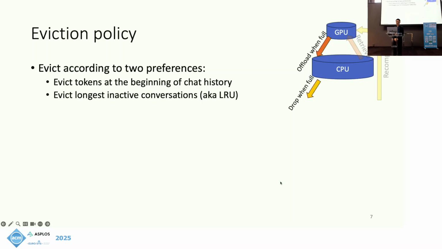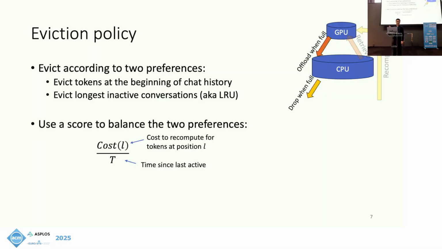So our eviction policy then adopts two preferences. The first one is to evict tokens from the beginning, and next is to evict the longest inactive conversations. And then we use a score to balance these two preferences, which is simply dividing the cost of recomputation by the time since the conversation this token belongs to was last active.